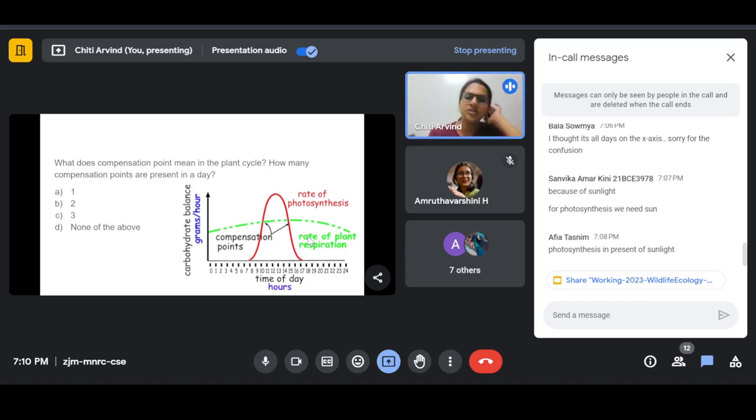Right? So your compensation point is the equilibrium point where photosynthesis equals the respiration. And what I also mentioned, exactly the same thing, is carbon dioxide is fixed in the process of photosynthesis, right? But in the process of respiration, your carbon dioxide is getting released, right? Because that's what happens when we respire. We break down energy, and that is lost in the form of carbon dioxide and water vapor, right? So when your amount of carbon fixation is equal to the amount of carbon release, it is termed as the compensation point. Hope this is clear. Let's move on to the next question.